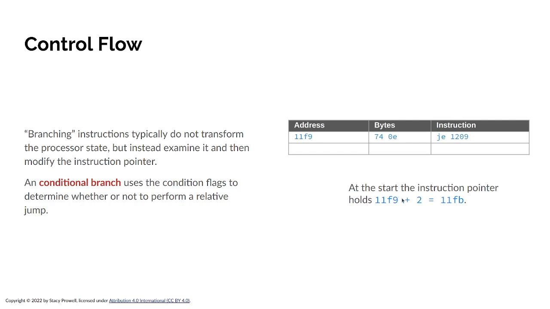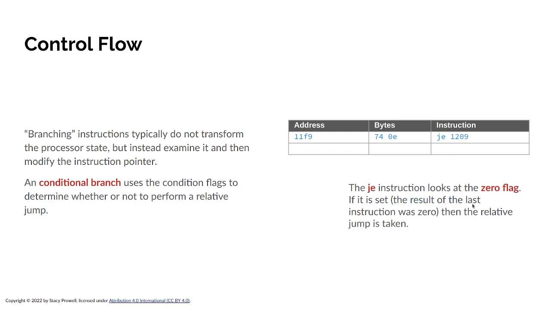So 11FB. The JE instruction is going to look at the zero flag, and if the zero flag is set, meaning the result of the last instruction was 0, then it's going to take the jump, which means it will load this value directly into RIP, so that now RIP is looking at this value. So we add an offset. The offset is 0E. We add that to the current value of RIP, which is not 11F9, but is 11FB. And we add 0E to it.